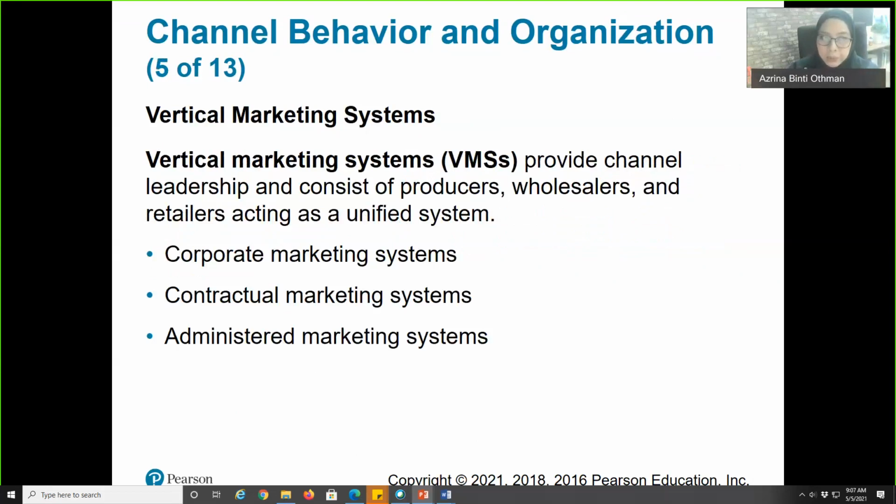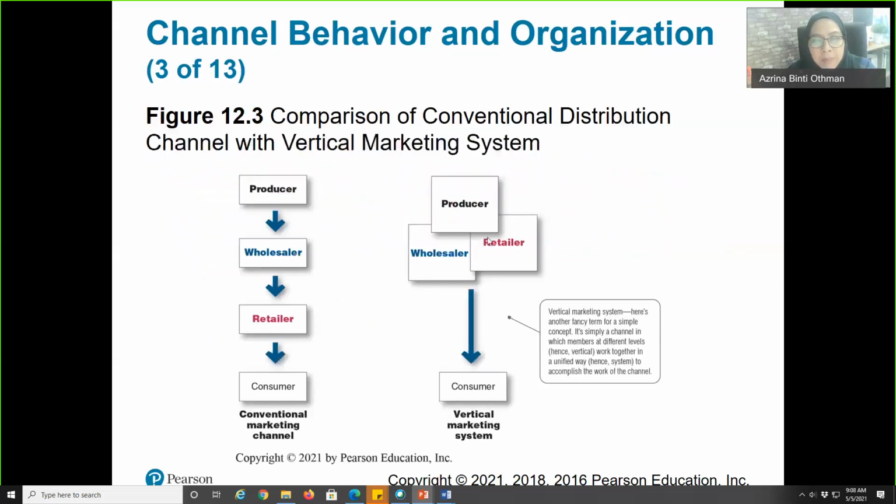Selain daripada tu, okay, now we shift to VMS. What is VMS? VMS provides channel leadership. So dia provide channel leadership consisting of producers, wholesalers, retailers acting as a unified system. So kat sini you akan nampak tak ada siapa yang jadi ketua. So everyone is a leader. It's a unified system. Sama saja.